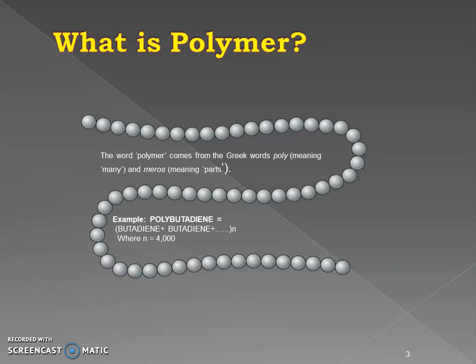Here this diagram represents the polymers. See here, this is the chain type of polymer. This single unit is called a monomer. These single units bond or join with each other, and finally form a large molecule called a polymer.